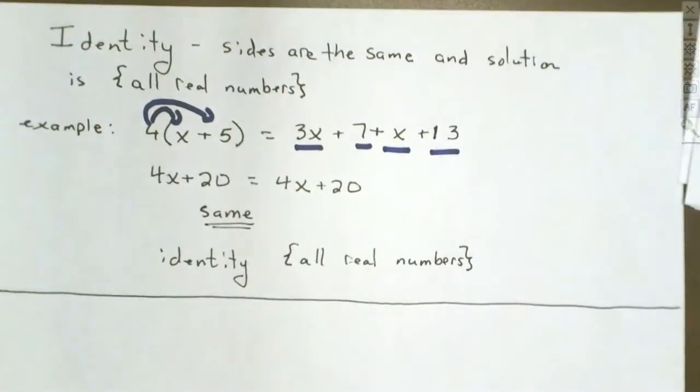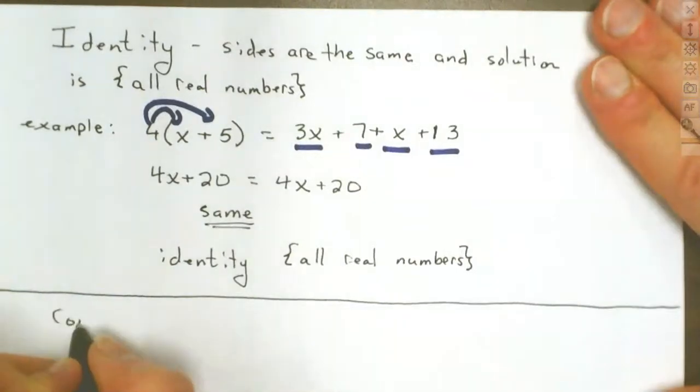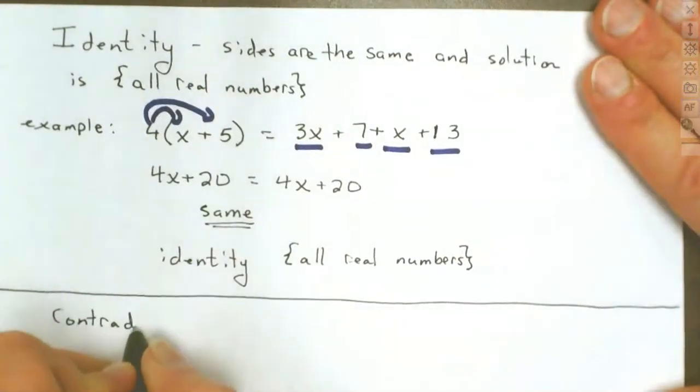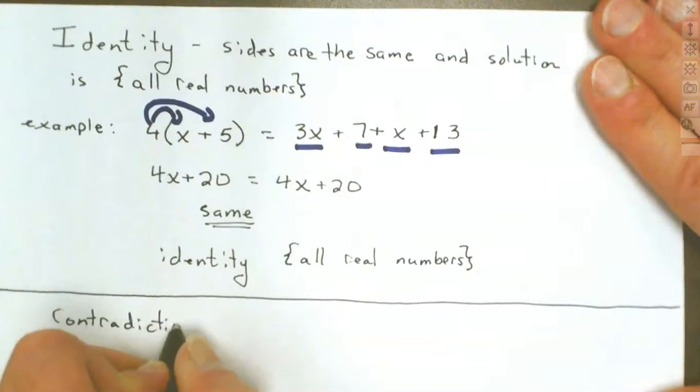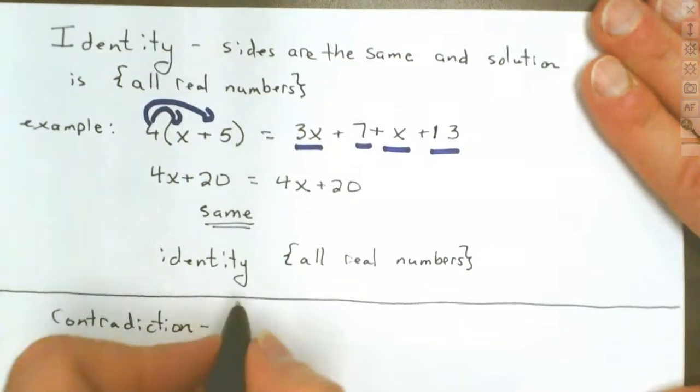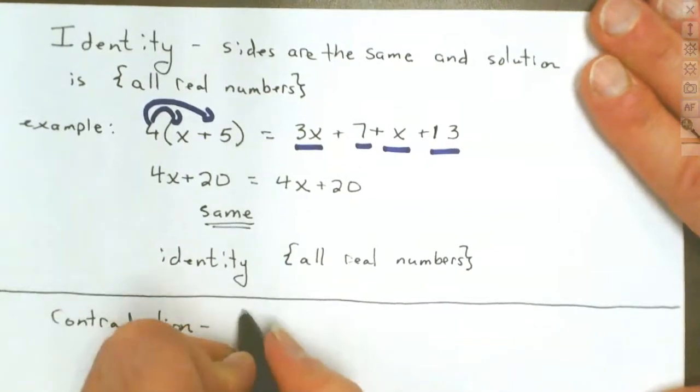One more type of equation that we're going to look at is a contradiction. And what's a contradiction? Well, a contradiction is a false statement.